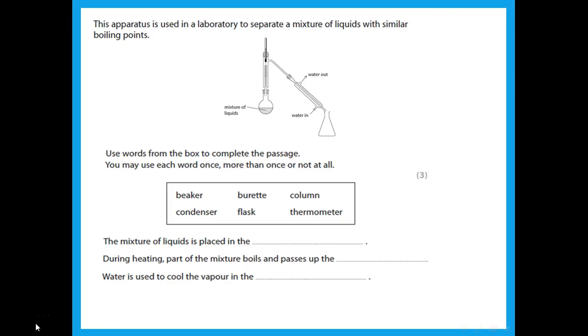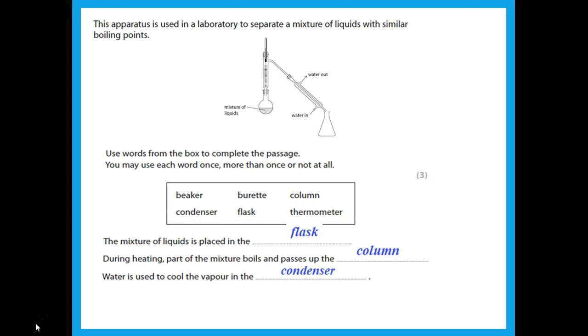Okay, this apparatus is used in a laboratory to separate a mixture of liquids with similar boiling points. Remember, this process is called fractional distillation. Use the words from the box to complete the passage, and always keep in mind that you may use each word once, more than once, or not at all, unless he specifies that you can use it only once. The mixture of liquids is placed in the flask. During heating, part of the mixture boils and passes up the column. Remember, we call that the fractionating column. Water is used to cool the vapor in the condenser.